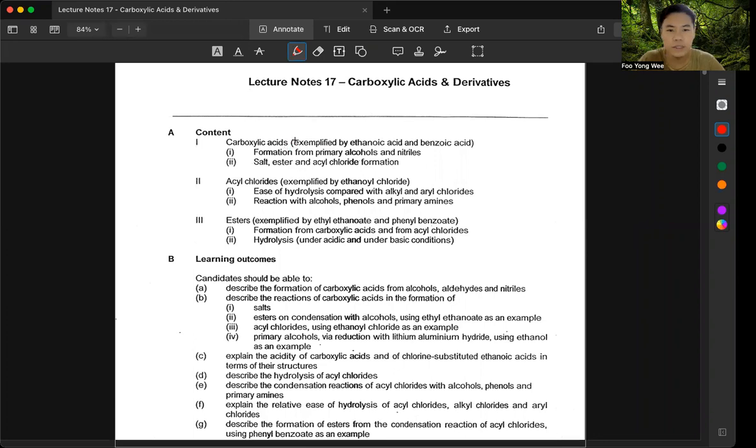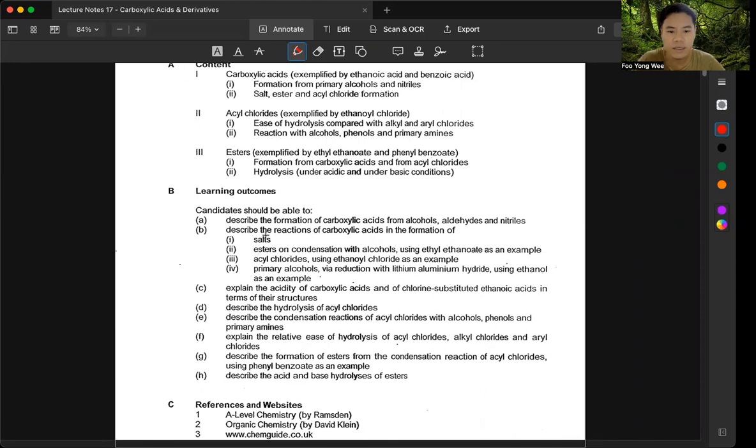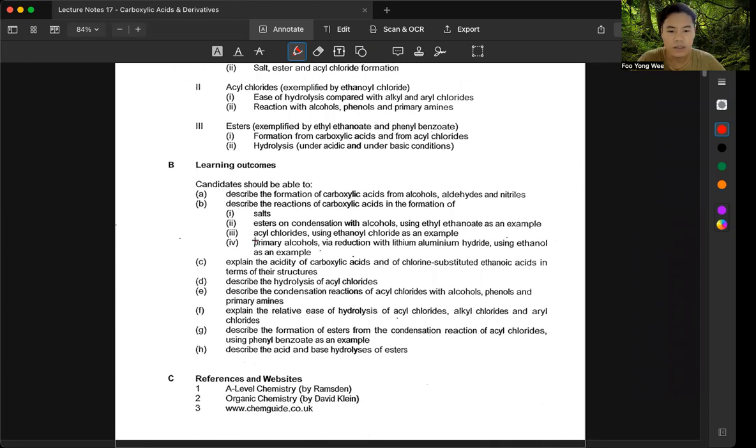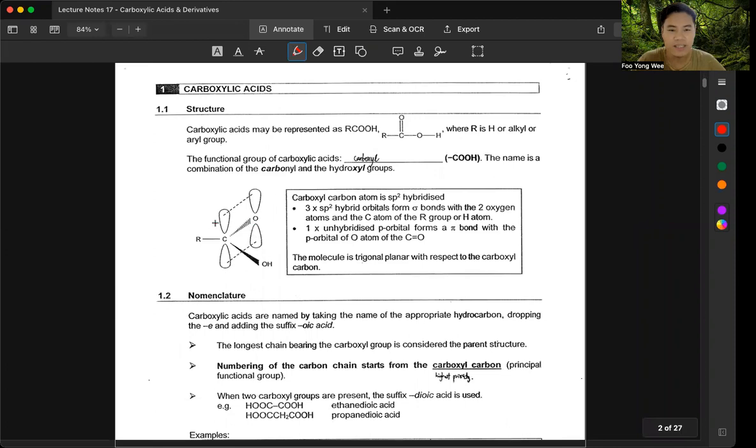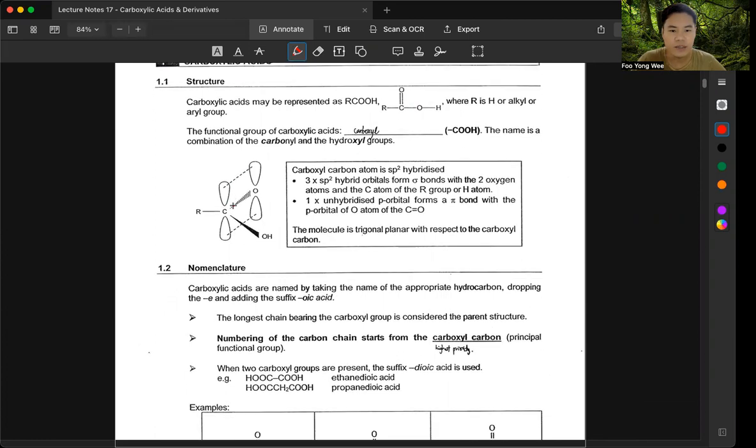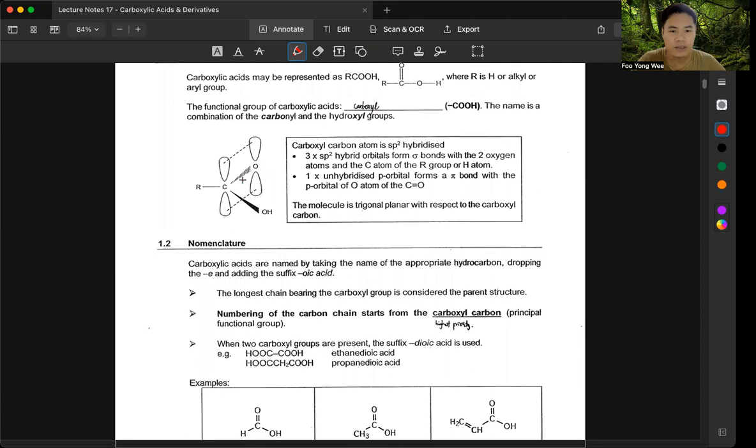Good afternoon. Today we're going to share about the topic on carboxylic acid and derivative. Here are the learning outcomes. This is quite a long lecture, so please be prepared. So what are carboxylic acids? They have a carboxyl group, and it is a combination of carbonyl plus hydroxyl.